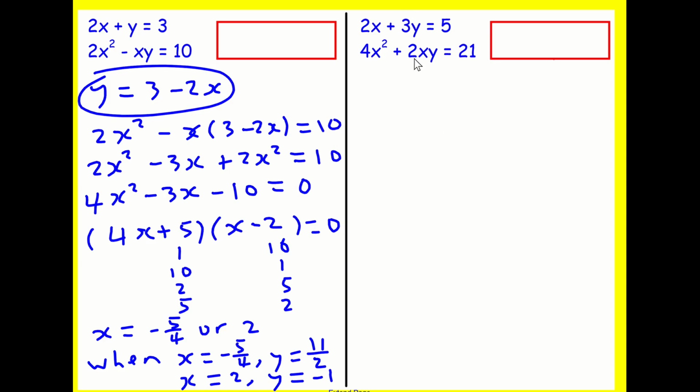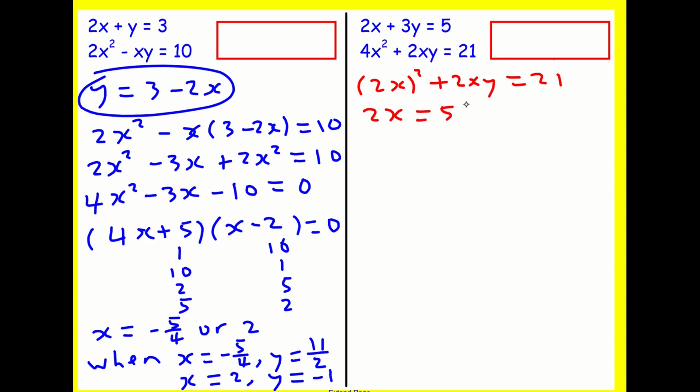All right, the last one. This is the sneakiest one. Think carefully about this one. So if you wanted to substitute it for y, you'd have to get a fraction in there, which is not very nice. But what we can actually do in this case is recognize that this bottom equation is none other than 2x all squared plus 2xy equals 21. And we can actually just substitute in 2x directly.